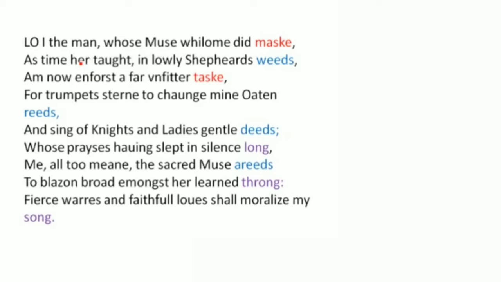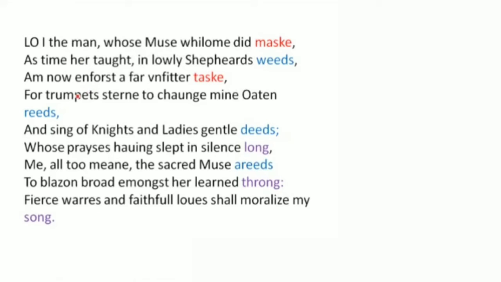Long is a word that does not rhyme with mask, it neither rhymes with weeds, so it does not rhyme with any of the words that have come earlier, so it should have a new letter of alphabet. So here long should have the third letter of alphabet, that would be C. Now reeds and deeds, these two rhyme together, so it should be B. The next is throng. Throng and long, yes, it rhymes together, so it should be once again C.